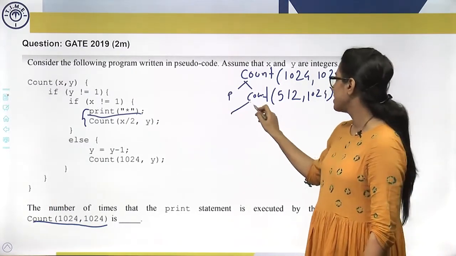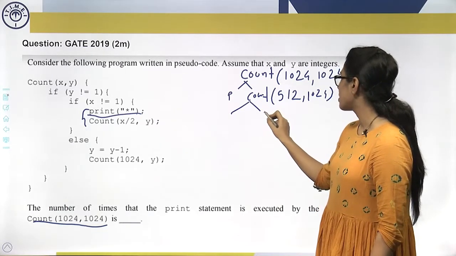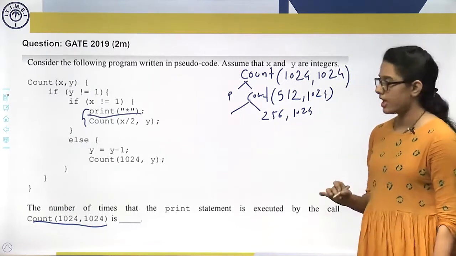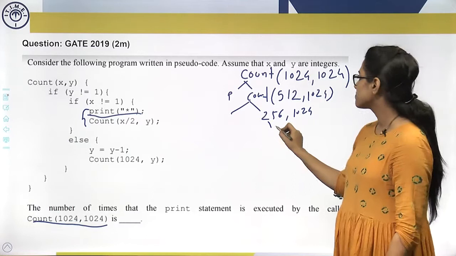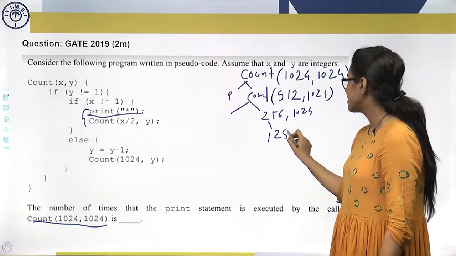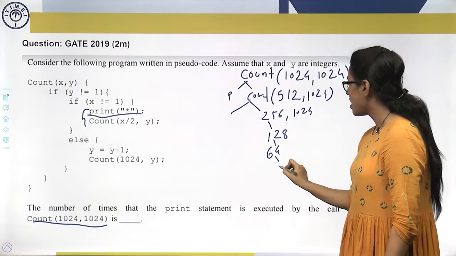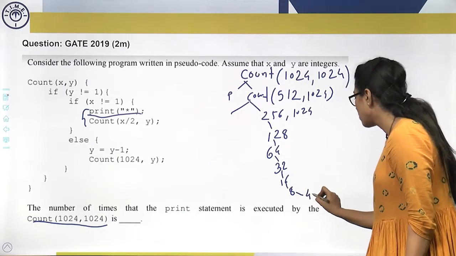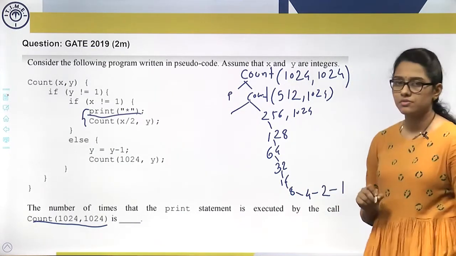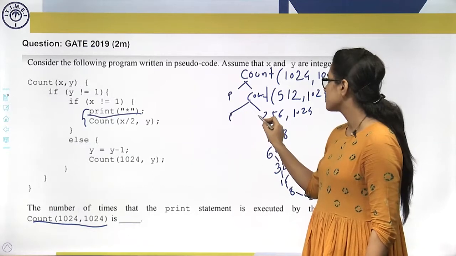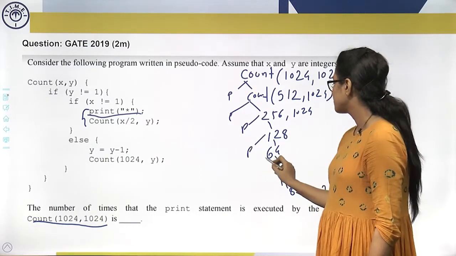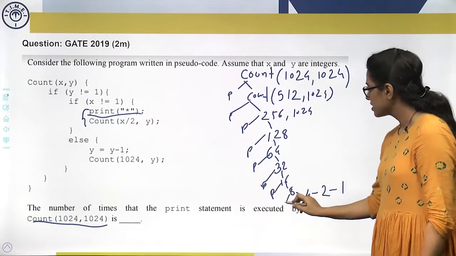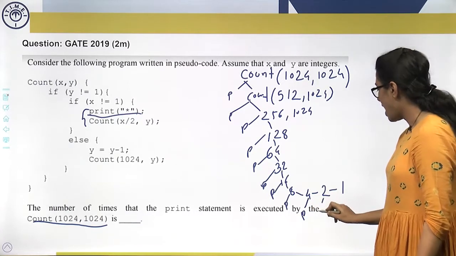Then again print, and call the function for 256, 1024. Now I am just concentrating on x because I know y is constant. Next values will be 128, then 64, after that 32, 16, 8, 4, 2 and 1. For this, one print, second, third print, fourth, fifth, sixth, seventh print statement, 8, 9 and 10.